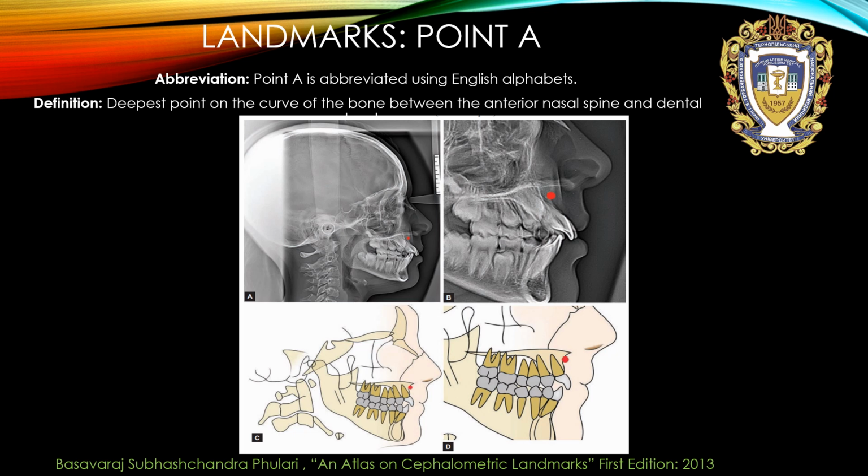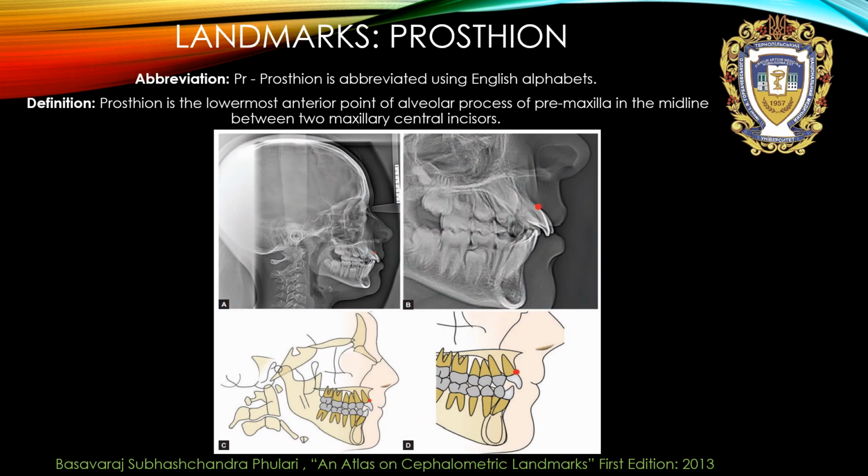Point A. It is the deepest point of the curve of the bone between the anterior nasal spine and dental alveolus. Prostion. Prostion is the lowermost point of alveolar process of premaxilla in the midline between two maxillary central incisors.